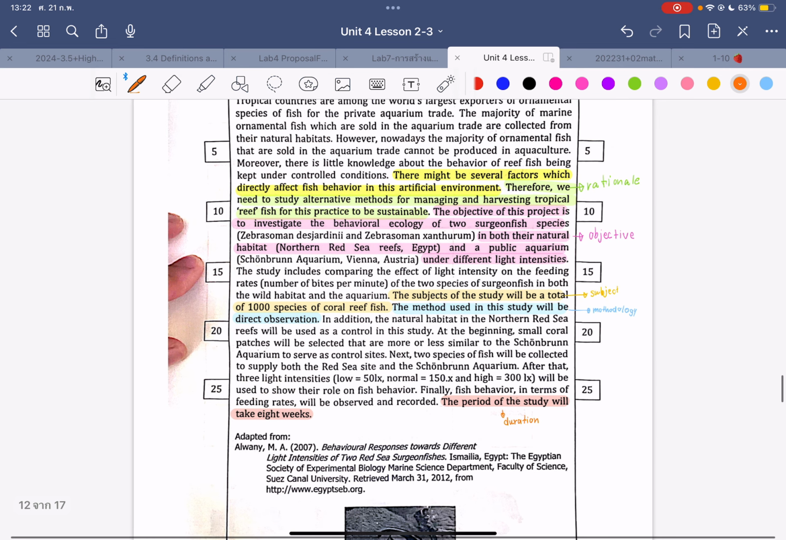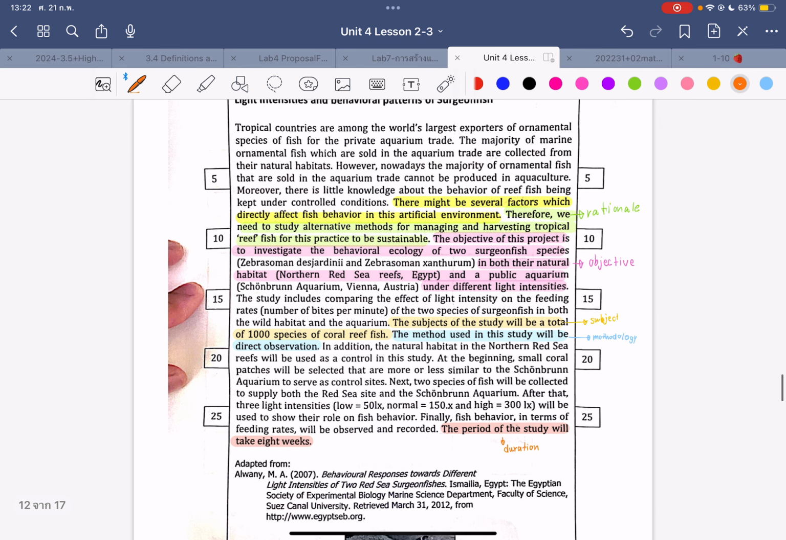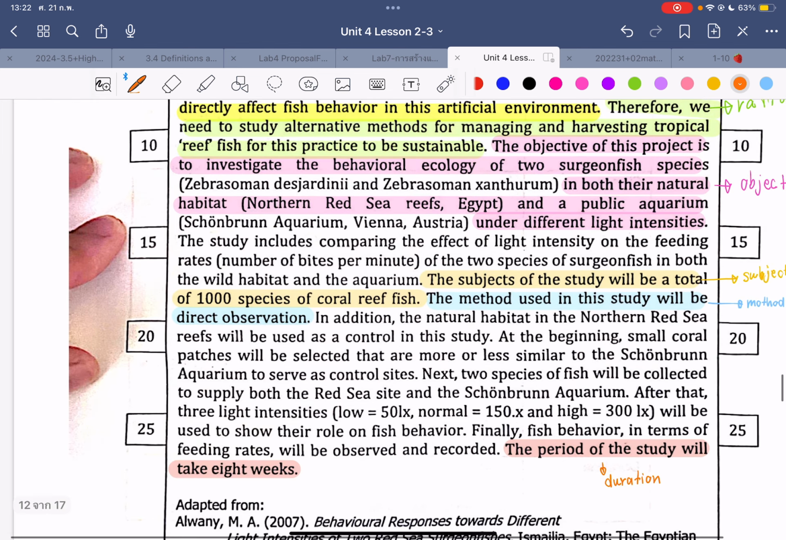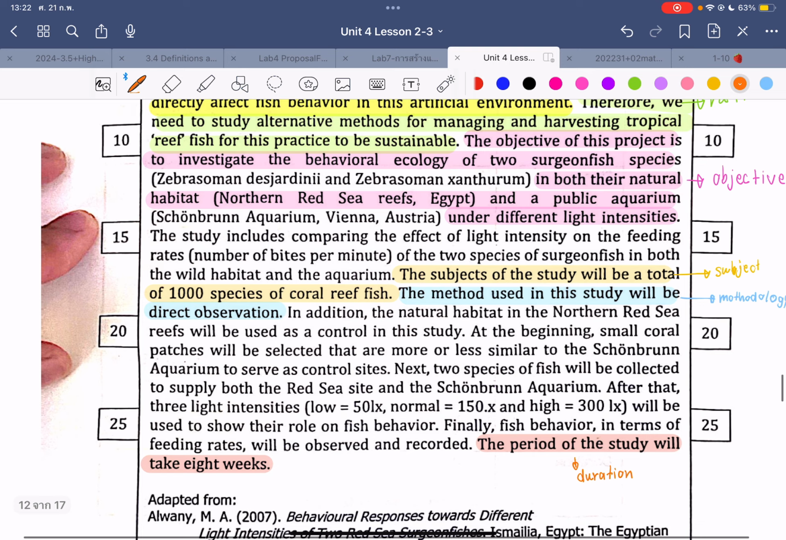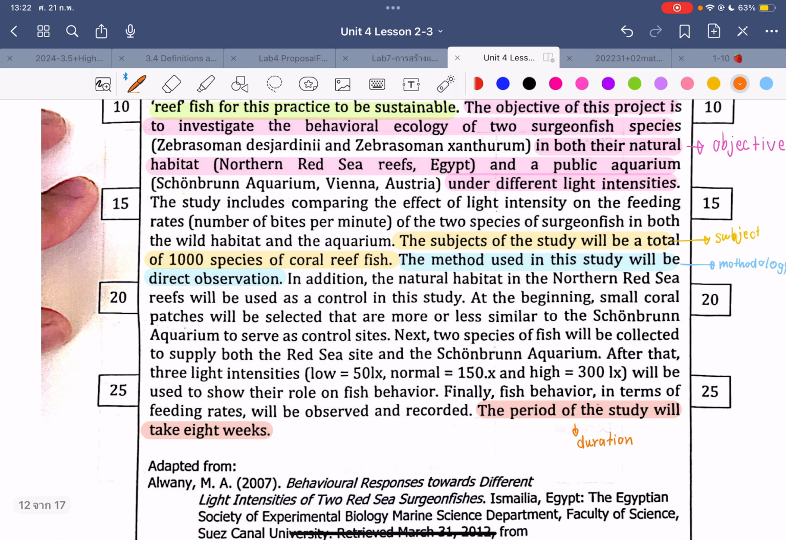Now the method used in the study will be direct observation. They will look, they will observe directly what happens in different light conditions. And in addition, the natural habitat in the northern sea reef will be used as a control in this study, kept constant. Okay.